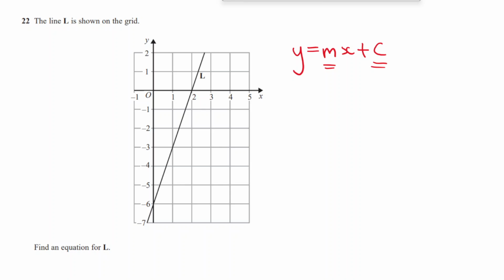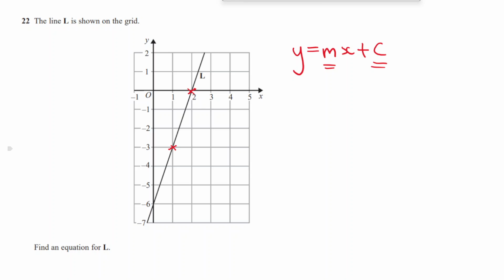So I would choose something which actually crosses at a crossover on the grid. In other words, an integer value. So I would choose probably this point here and this point here. What I mean by that is that you have a whole value, an integer value for your coordinates. So therefore, to work out the change in x and the change in y, you would have simple, straightforward whole numbers, integer values.